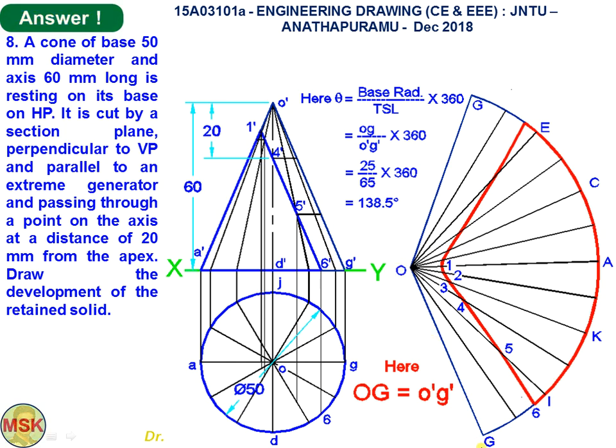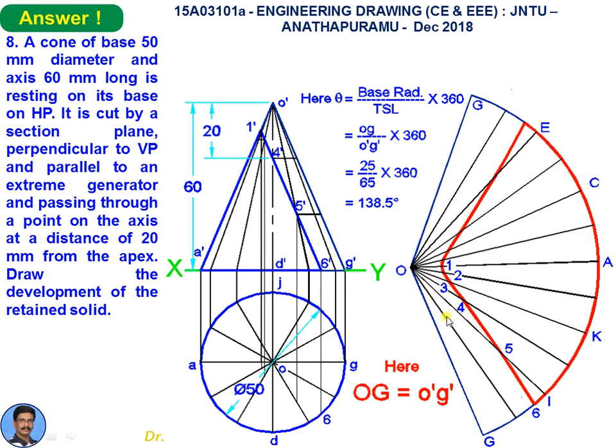If you see the development part of this problem, you have to draw a sector whose radius capital OG is equal to the true slant length of this particular cone. Here in the front view, the generators O dash A dash and O dash G dash show the true length. These are called true slant lengths. In top view, OA is parallel to XY and OG is parallel to XY. If it is so, the corresponding front view must show the true length. So here the capital OG is equal to O dash G dash. With this as radius, capital O as center, I have drawn the sector.